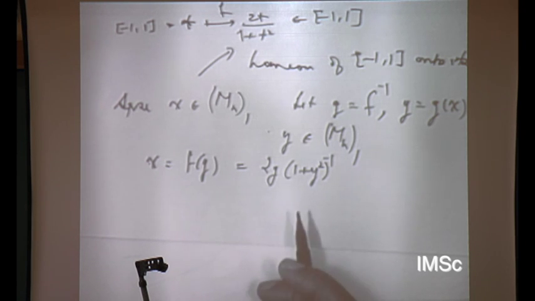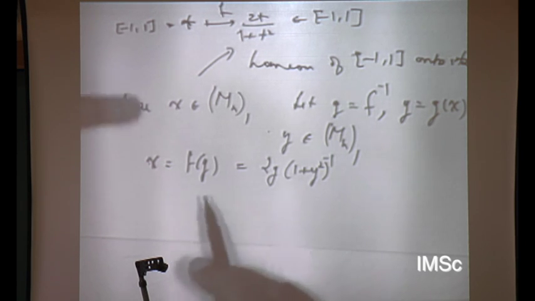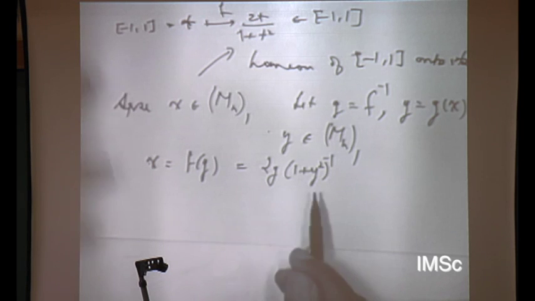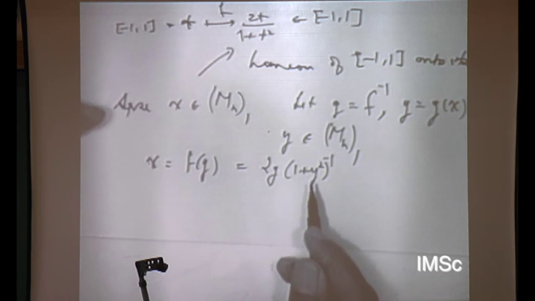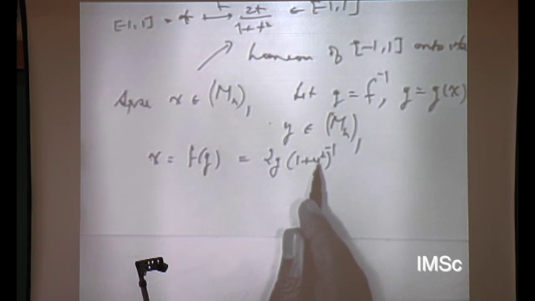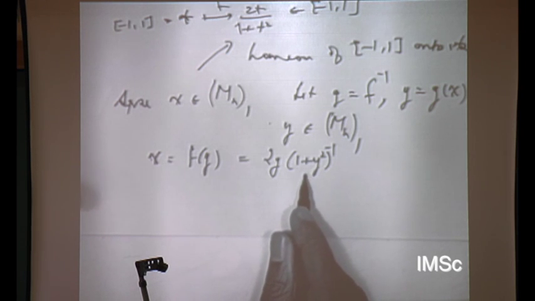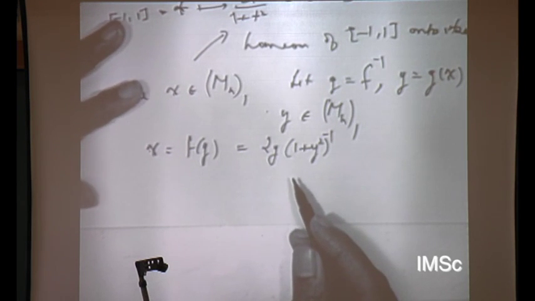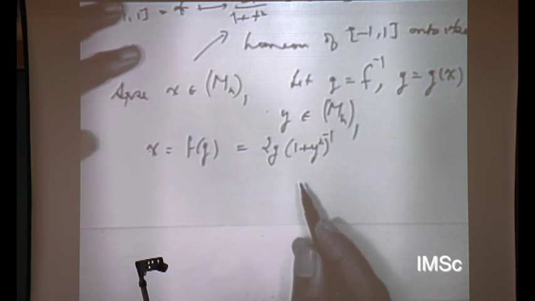1 plus t squared times f(t) equals 2t. So you apply the functional calculus, you will get the same thing for the operator, and then you can take the inverse. And 1 plus y squared is invertible, because y is self-adjoint, so y squared is positive.